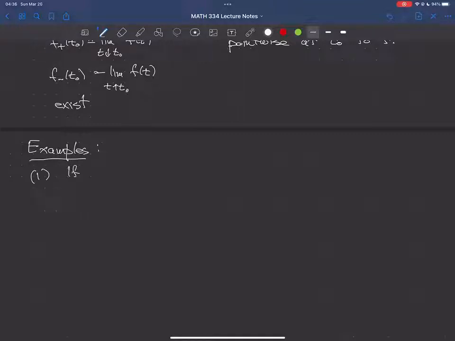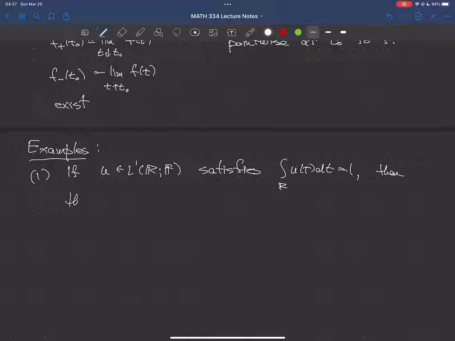Okay. So if we take just a single u in L^1, and I'm going to ask that the integral over R of u of t dt be equal to 1, then the sequence u_j given by u_j of t equals j u of jt is an approximate identity.